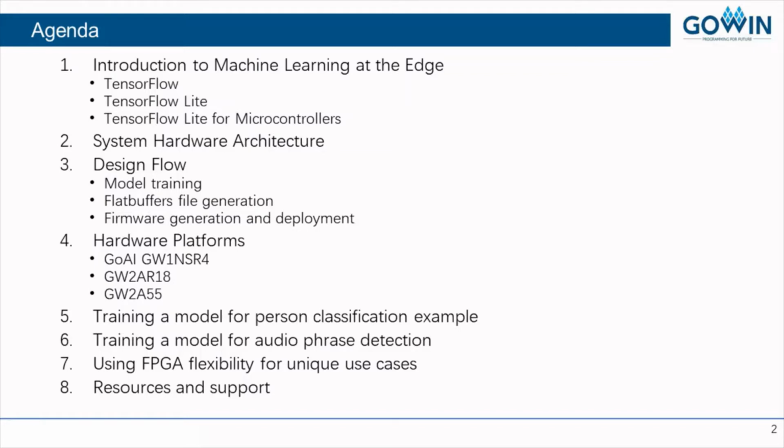After that, we'll talk about some of the hardware platforms that we have available. The GW1NSR4, which is a 4K lookup table FPGA with a hardened Cortex M3. Then we'll talk about the GW2AR18 board, which, along with the GW1NSR4, has extended memory. And then we'll talk about the GW2A55 board, which is an even larger FPGA and gives you a little bit more room to prototype and develop with.